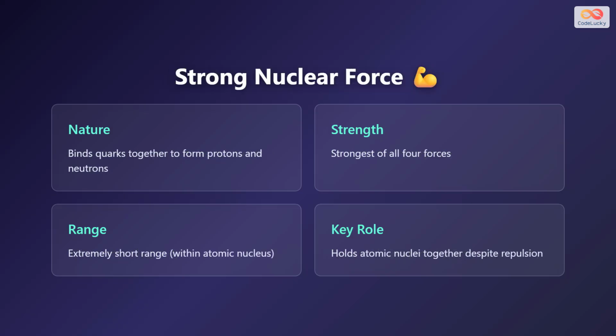The strong nuclear force is the most powerful of all four forces. Its job is to bind quarks together to form protons and neutrons, and then hold these particles together inside the atomic nucleus. However, this incredible strength comes with a limitation. The strong force only operates over an extremely short range, confined to distances within the atomic nucleus. Without it, atomic nuclei would fly apart due to electromagnetic repulsion between protons.